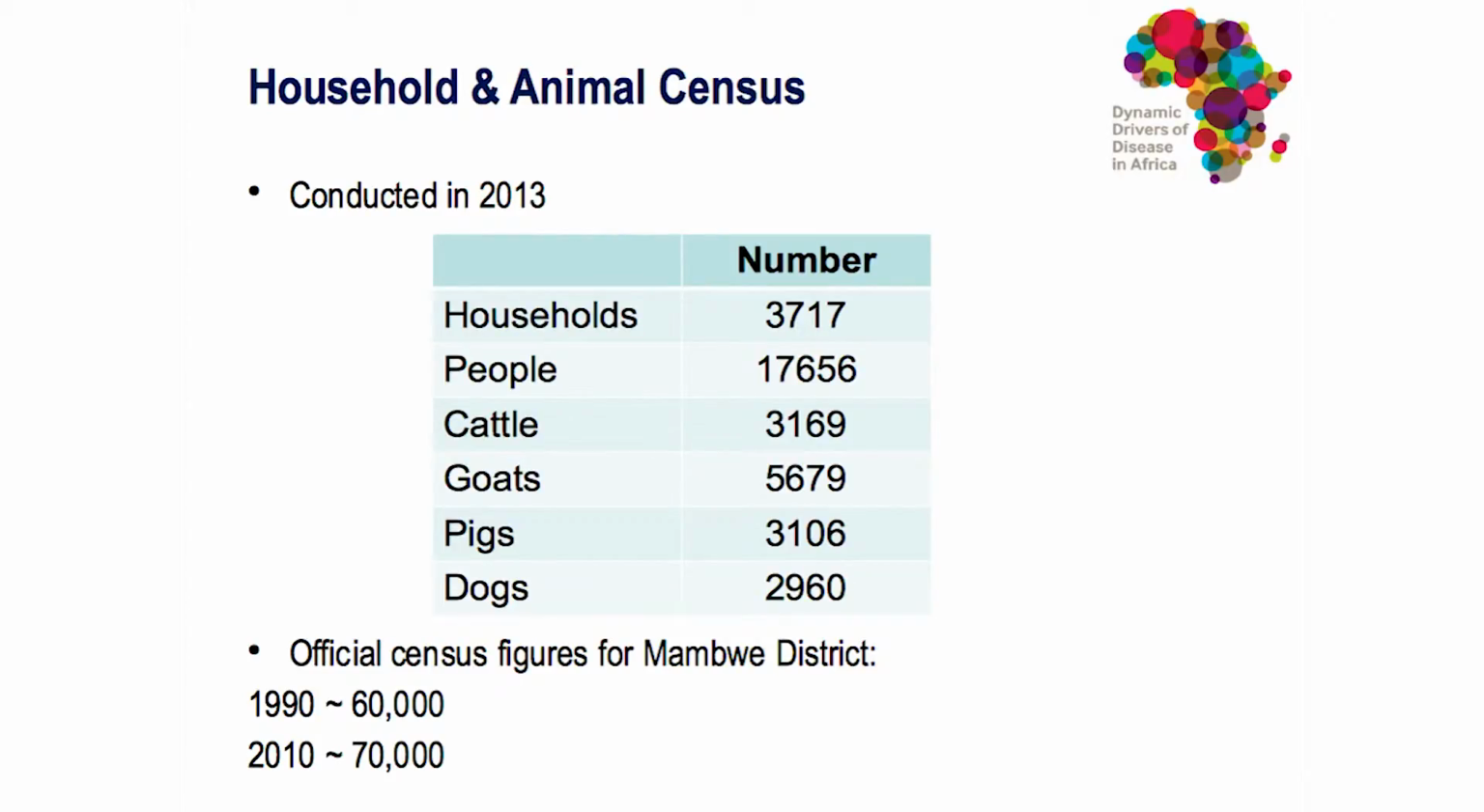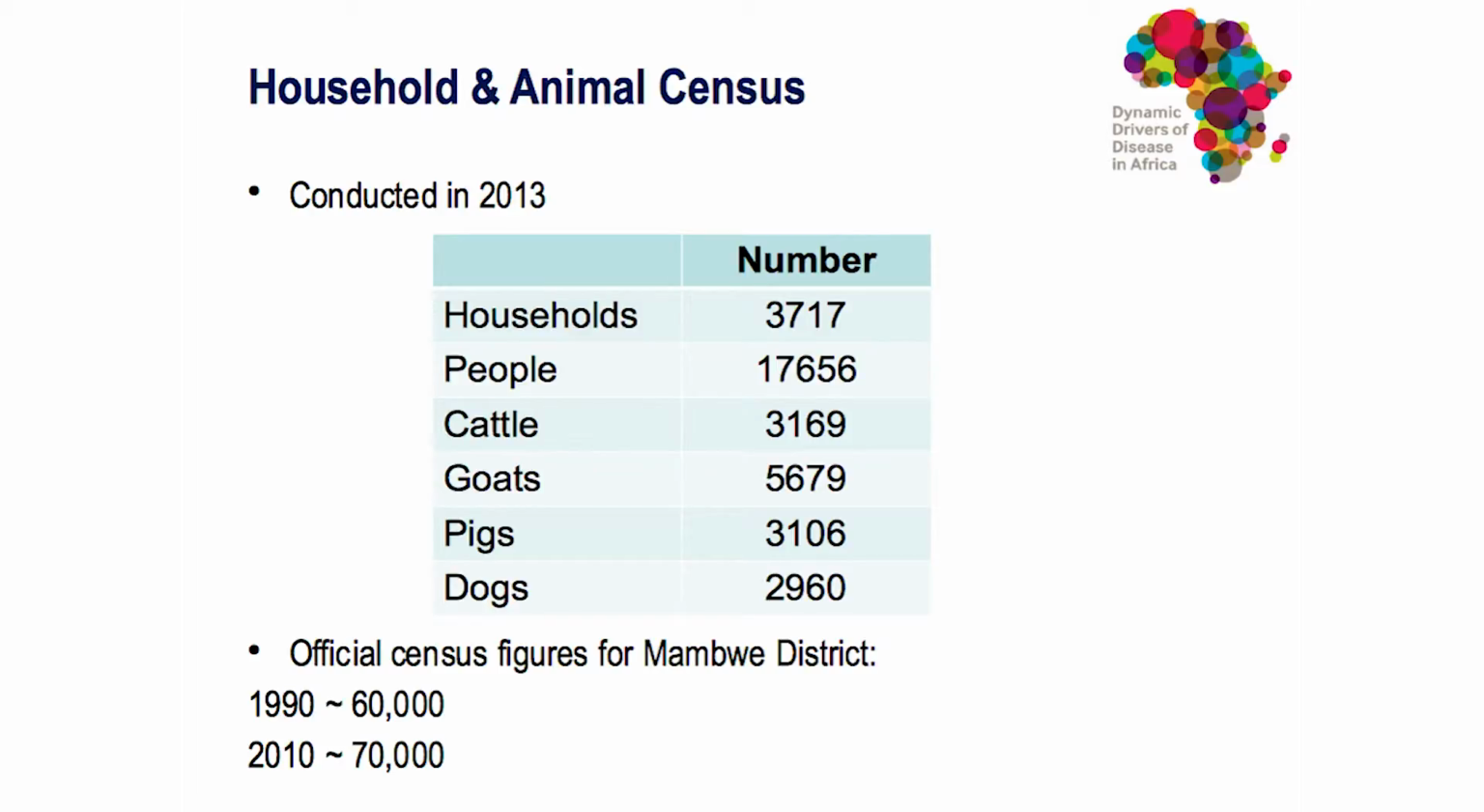So in our work, we started off doing a household and animal census so that we knew the exact populations and their spatial locations within the study area. And these figures, I think, reveal that there's actually a reasonable human population in the study area and correspondingly quite a large cattle population now.